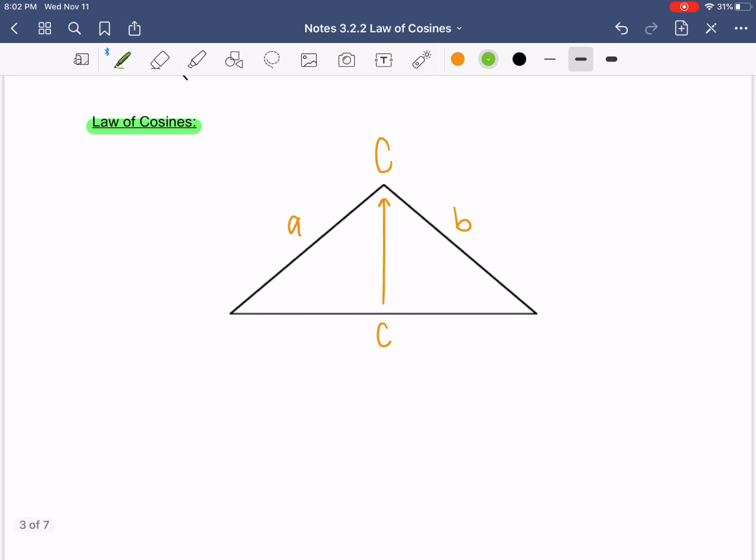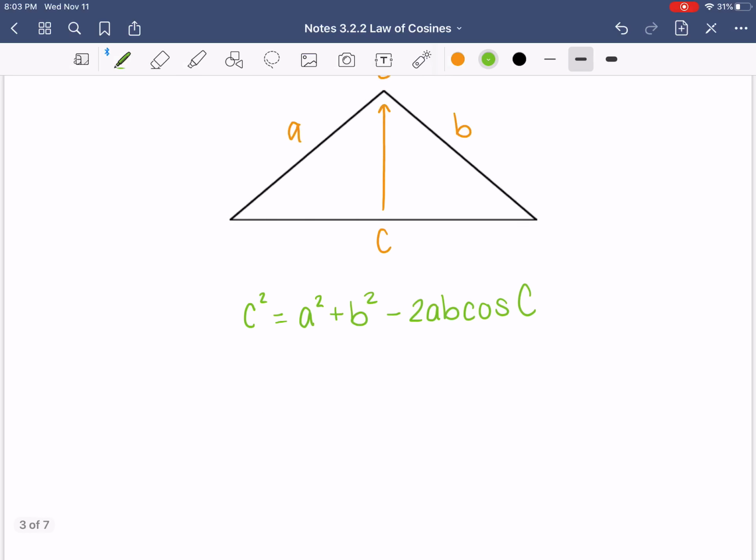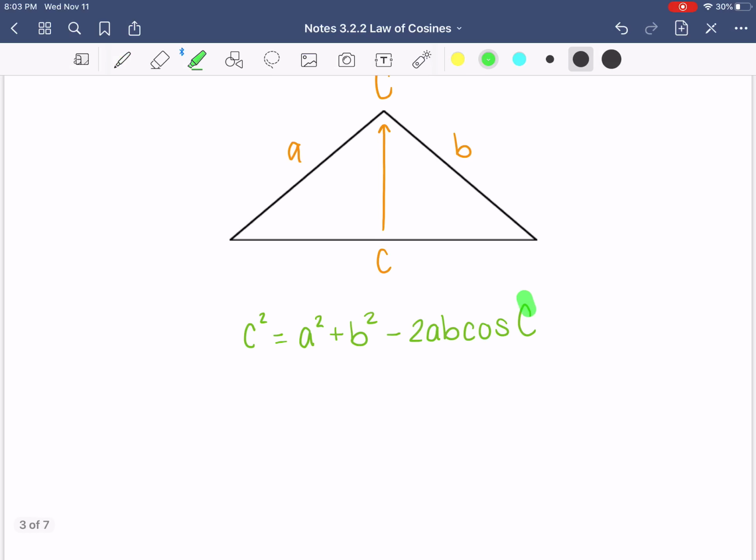So here's the Law of Cosines. It's a little formula we need to remember. It is little c squared equals little a squared plus little b squared, which should look familiar to you because that is the Pythagorean theorem, but this is not a right triangle, so we can't use the Pythagorean theorem. So it's minus 2ab cosine of capital C. The only capital letter in the whole thing is this one capital letter right here. Everything else is a lowercase a, b, or c.